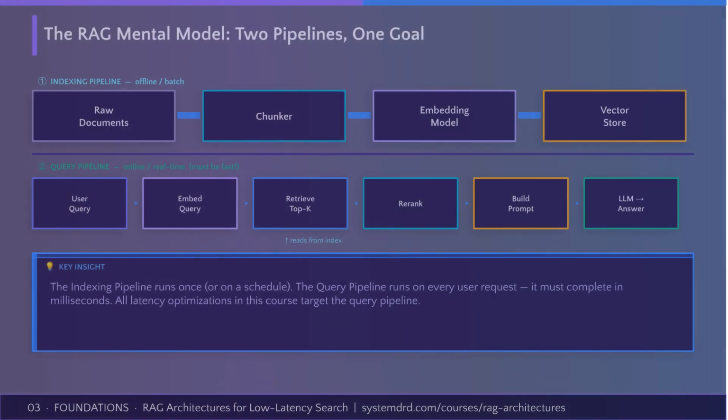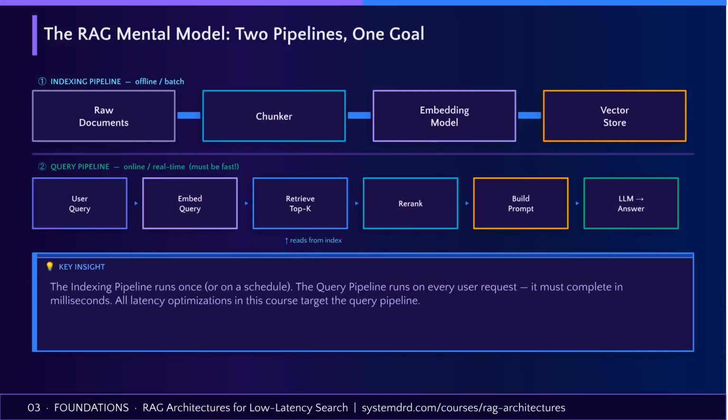A RAG system consists of two distinct pipelines. The indexing pipeline is an offline, batch job that chunks raw documents, embeds them, and stores the vectors. The query pipeline runs in real time on every user request and must be fast. It involves embedding the query, retrieving a large set of candidates, and often running an optional re-rank step to select the best documents before generating the final answer. All latency optimizations target this query pipeline.